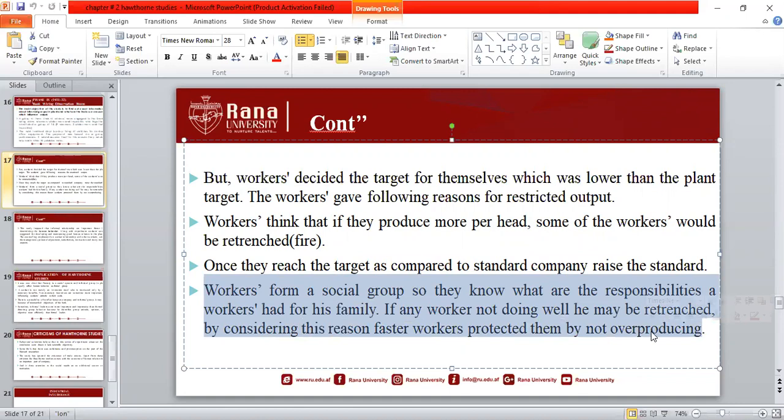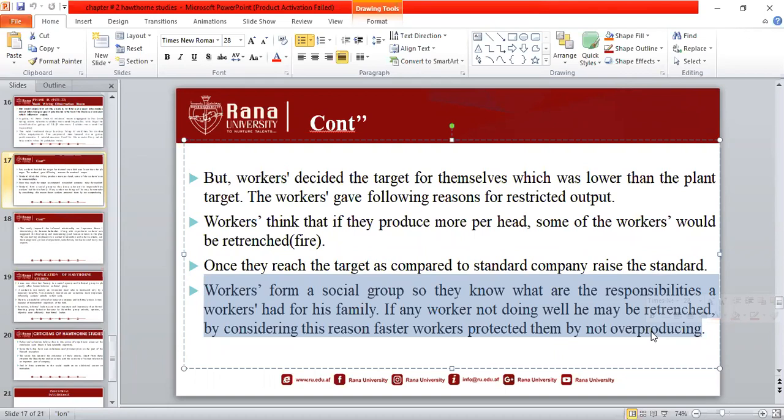What responsibilities do our workers have for family? If any worker is not doing well, he may be fired. Retrench means fire. By considering this reason, workers protect them by not overproducing. Now from here, from the last paragraph, you will get to know about that.